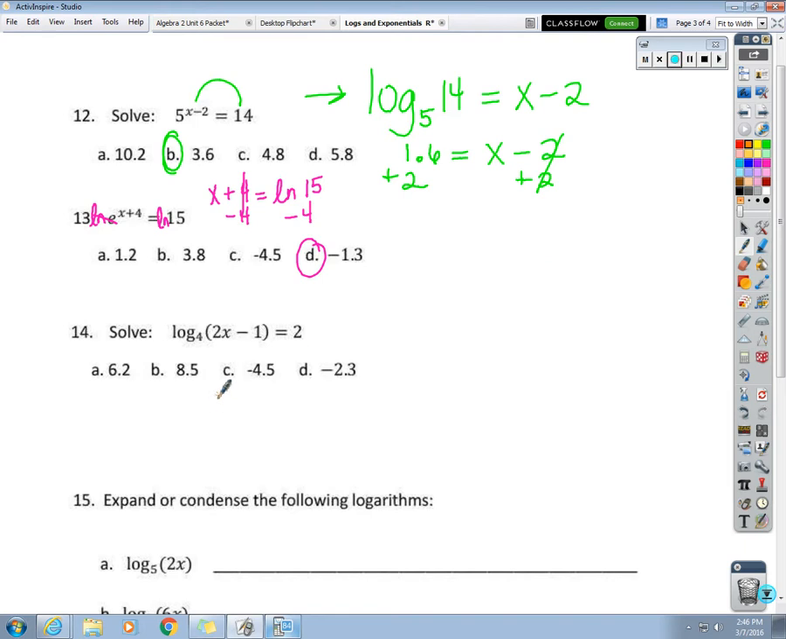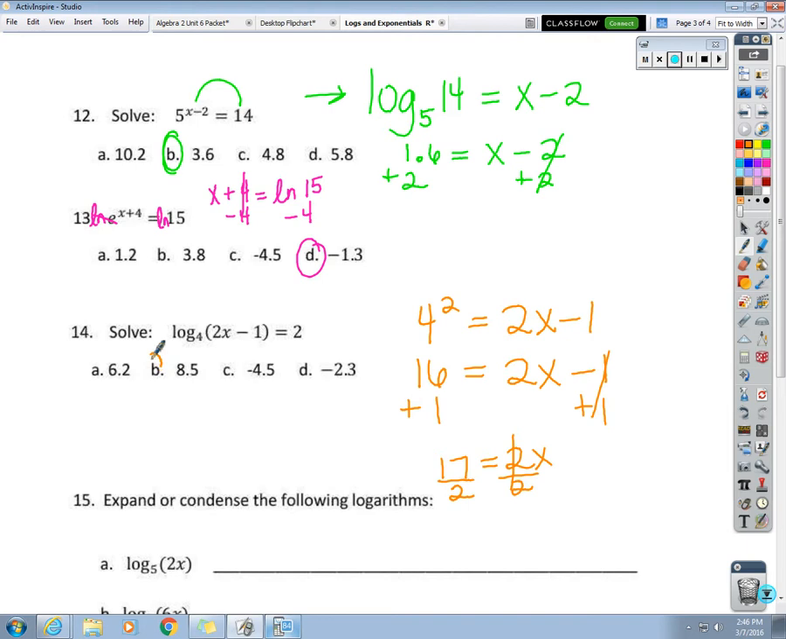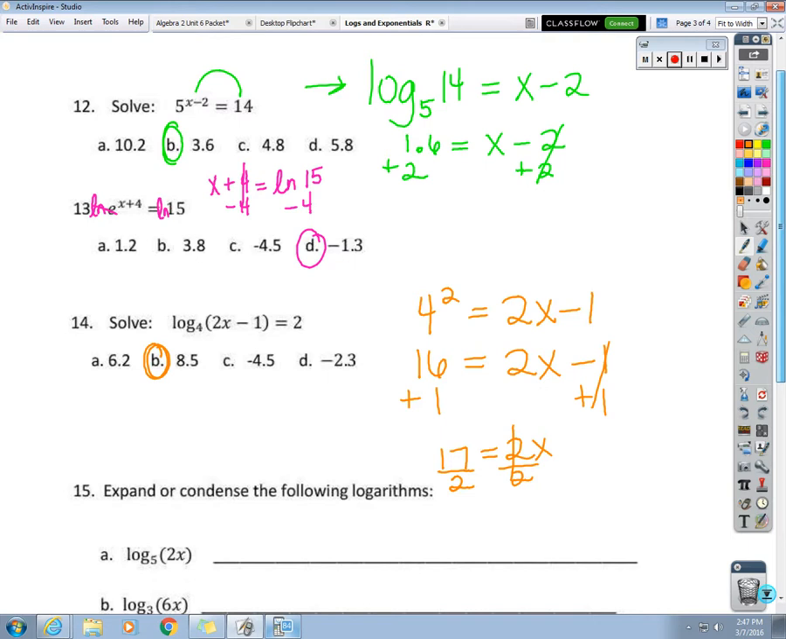Okay, 14 is currently in what form? Log. So we need to change it to exponential. Quickly, tell me what that will look like. Good. What is 4 squared? And then now we just have a 2-step equation. What do you do first to isolate the x? Add the 1, and we end up with 17 equals 2x. And now to isolate the x, you divide by the 2, so what's 17 over 2? 8.5. All right, number 15.